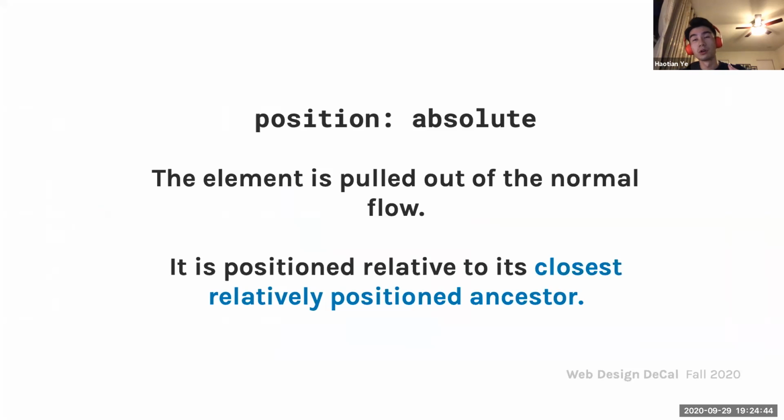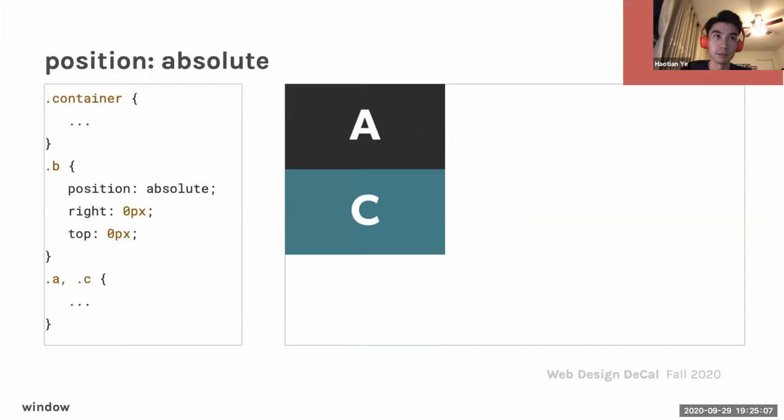But then there's also position absolute, which is, in my opinion, kind of a little opposite of relative. In this case, the element is pulled out of the normal flow, so it doesn't follow the column format anymore. And it's positioned relative to its closest relatively positioned ancestor. That may sound confusing right now, but I'll explain it in a bit.